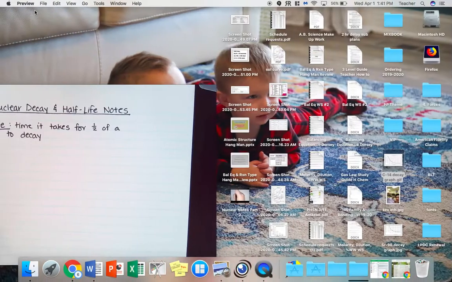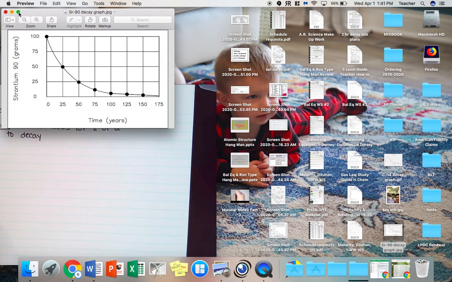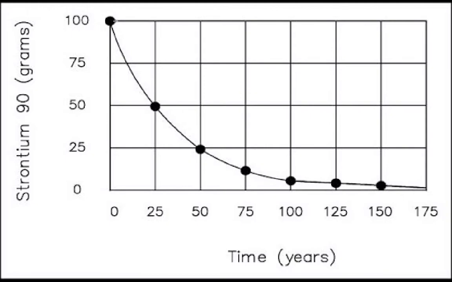Now let's look at another half-life. Now this is strontium 90, isotope 90, and we're saying we have 100 grams of it. So we have to figure out what's the half-life of strontium 90. I'm going to give you a few seconds to get an answer in your head. All right, so you have 100. Half of 100 is 50. How long did it take to go down to 50? It took 25 years. The half-life of strontium 90 is 25 years.